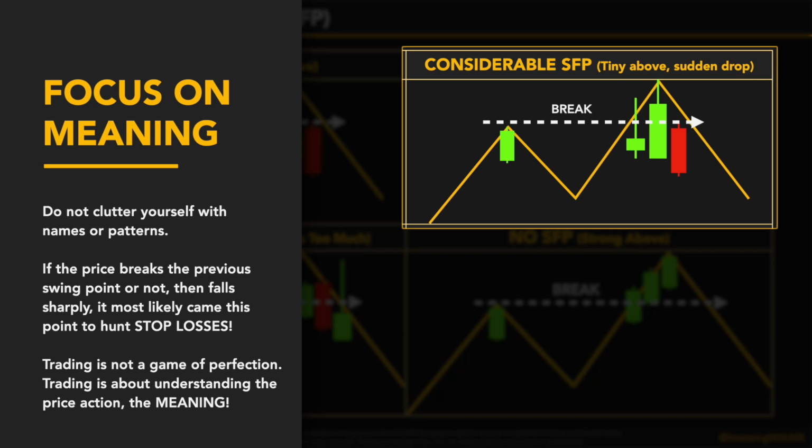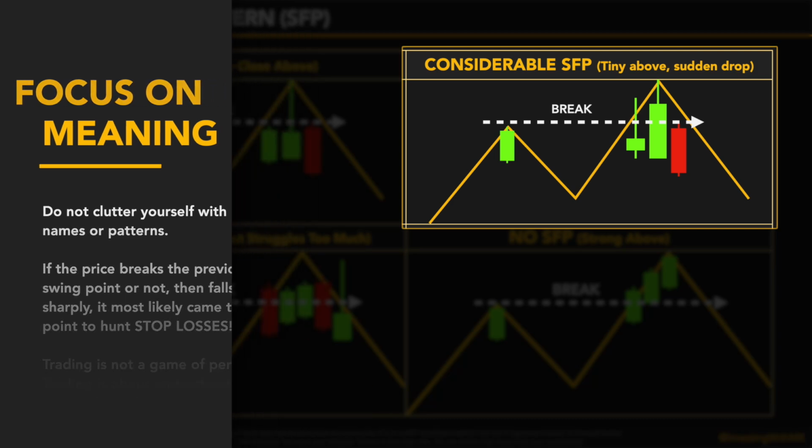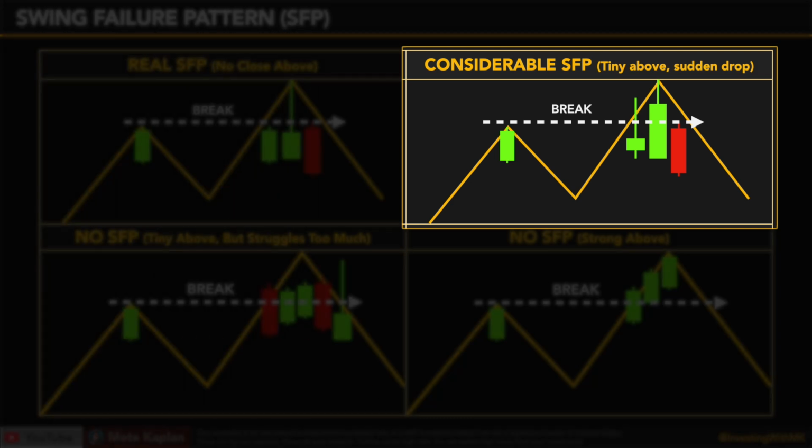But what I do always say, do not focus on names, patterns, or structures. Only focus on the meaning of the charts. If price comes here and cannot break it above strongly, but goes above a tiny amount and closes a candlestick, then drops sharply with the next candlestick, I would say this is a stop-loss hunt action, a liquidity grab. I can call it a considerable swing failure pattern, CSFP.